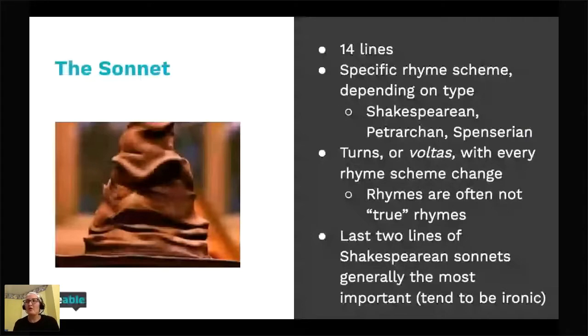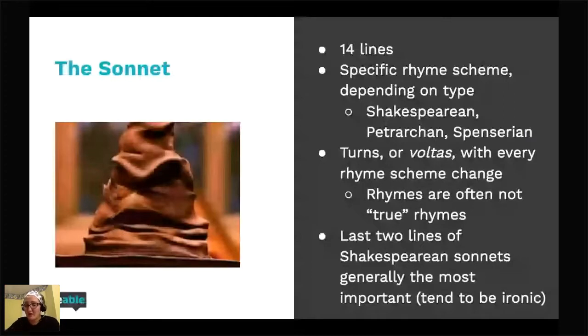So Shakespearean has more of a variable type. It's like A, B, A, B, C, D, C, D, E, F, E, F, G, G. And then Petrarchan, because it's Italian, I can't remember exactly, I think it's A, B, B, A, A, B, B, A. It just uses the same rhymes. Again, I'm going through that really quickly. If you want to look this up later too, go ahead. Sonnets are great, but you don't have to know.